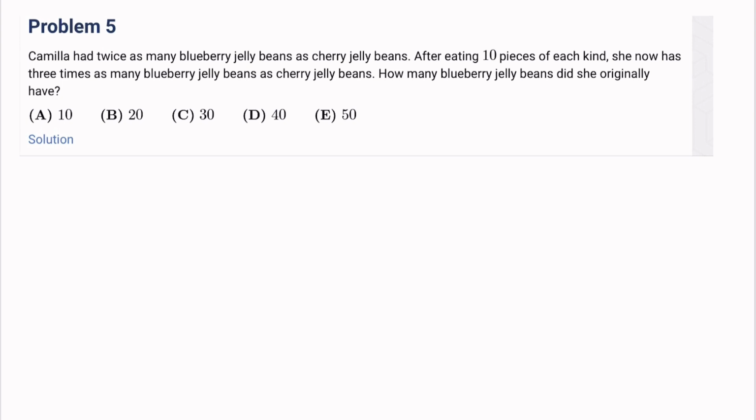Number 5. Camilla had twice as many blueberry jelly beans as cherry jelly beans. After eating 10 pieces of each kind, she now has 3 times as many blueberry jelly beans as cherry jelly beans. How many blueberry jelly beans did she originally have? Okay, so let's say the number of cherry jelly beans that she had at first is x, right? So cherry is x, then blueberry equals 2x, right? And after eating 10 pieces of each kind, she now has 3 times as many blueberry jelly beans as cherry jelly beans.